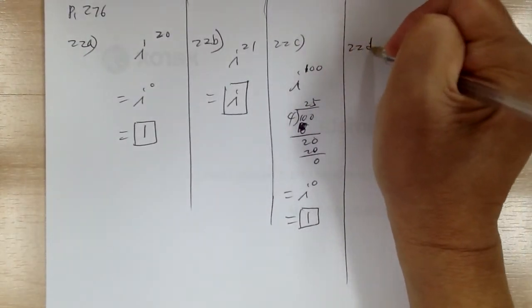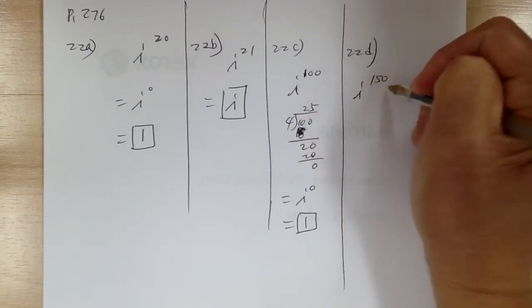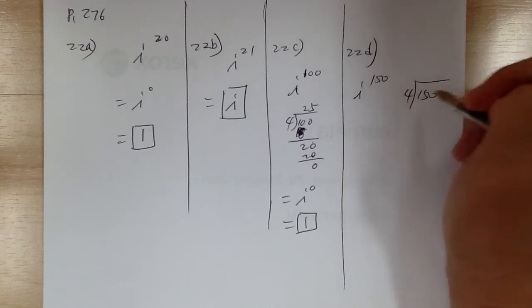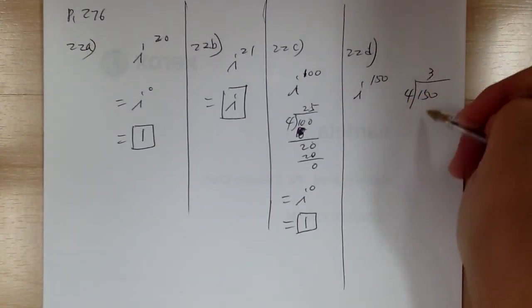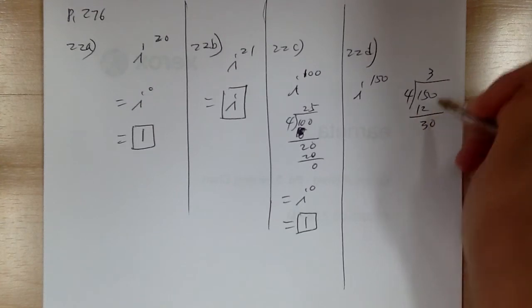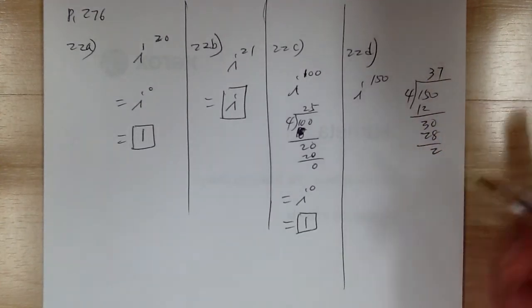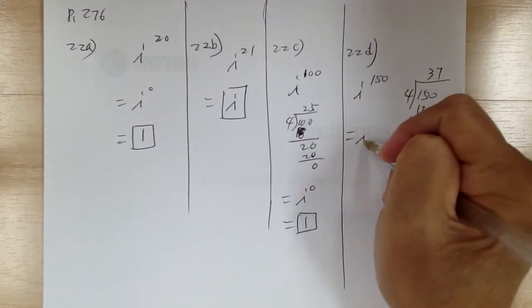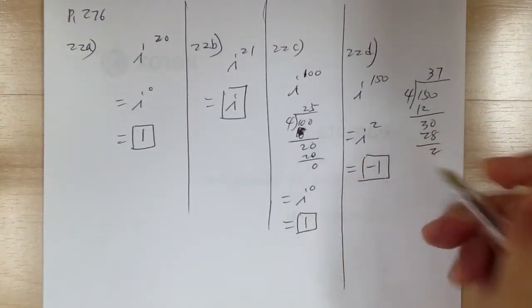Okay, 22d. You have i to the 150 power, so you use 150. You want to see how many times you can go back by 4. You keep going back by 4, so 20, 30. You can go backward 37 times, a cycle of 4, and you're going to have 2 left over. So this is equal to i to the 2, and i to the 2 equals negative 1.